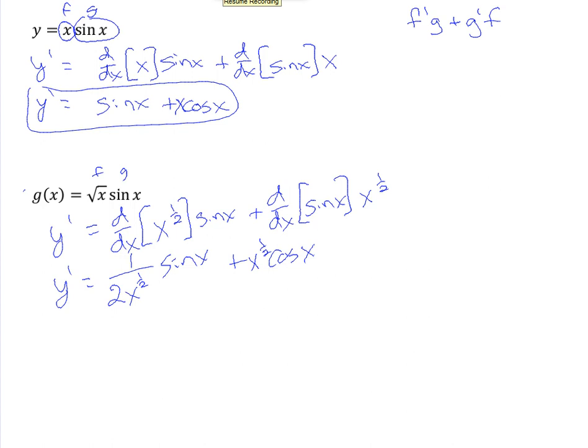Something we haven't talked about much yet is how to simplify something that looks like this. This can and should be simplified. You actually made it harder by writing it in this format here. So I'm going to rewrite this. This becomes y prime equals 1/2 x to the negative 1/2 sine x plus x to the positive 1/2 cosine x. The question is, is there a GCF here? And if so, what is it? There is a GCF here other than 1, but it's not x to the 1/2.